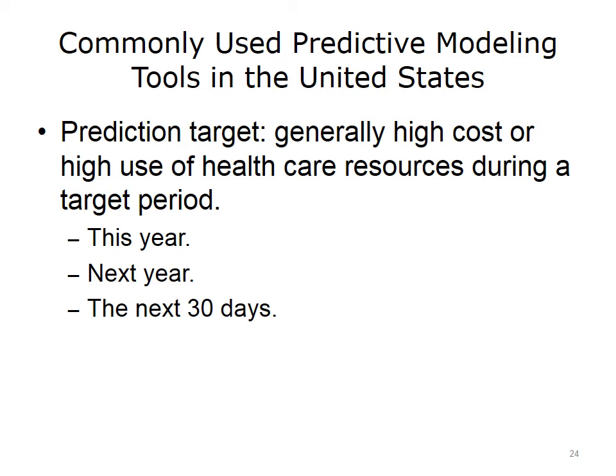When setting future payment rates, say for an HMO or other health plan, it is common to use this year's health status, say, as measured by diagnosis codes, to predict next year's costs. That is one reason the term predictive modeling is used.